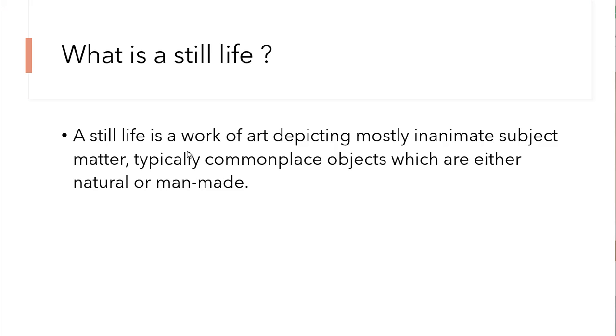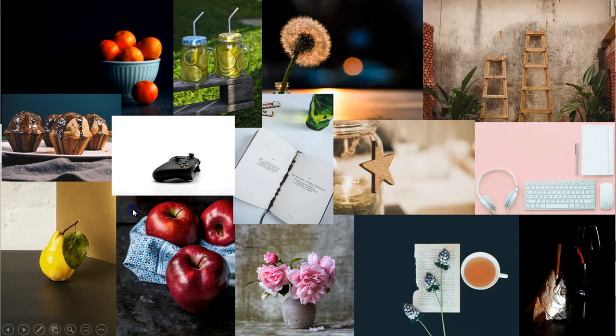Most often it's common objects around, or it could be food. They could be man-made or natural. It's up to flowers, bowls of fruit, all kinds of things. So these are just some examples of different still lives that I found on the internet. There's a real mixture there. So have a look at them and have a look at where you think the lighting is coming from on them.